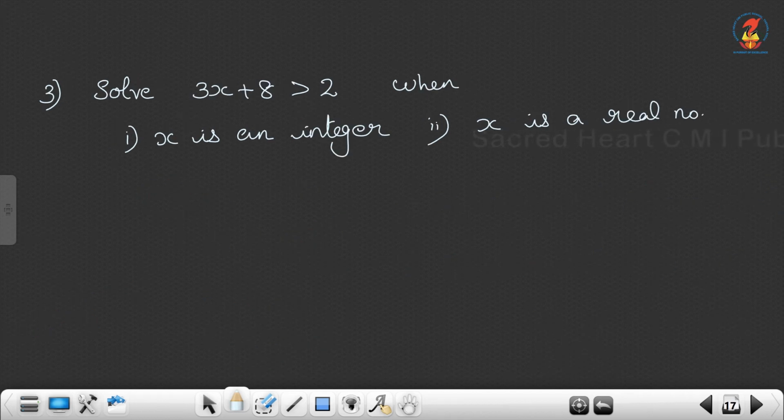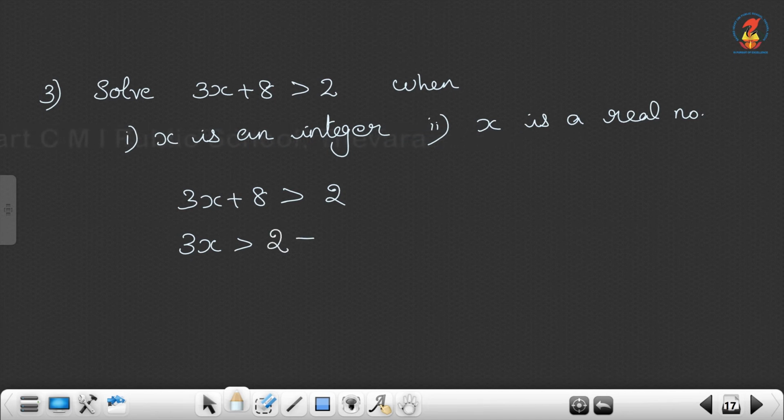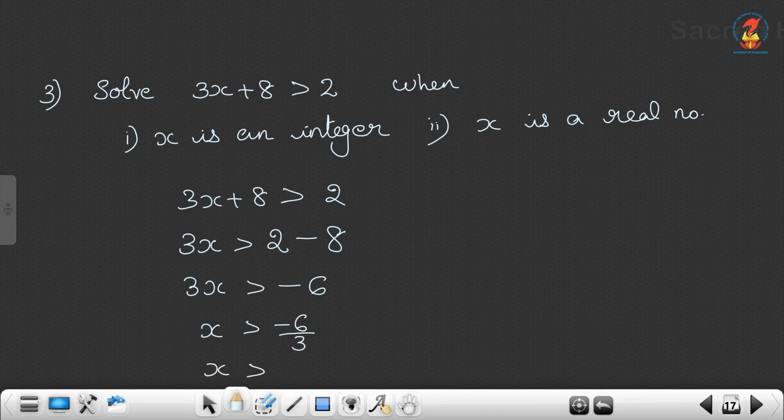Next one. 3x plus 8 is greater than 2 when x is an integer. 3x plus 8 greater than 2. So 3x I can write greater than 2 minus 8. So what is 3x? Greater than minus 6. Now for finding x we have to divide by 3. So x is greater than minus 2.